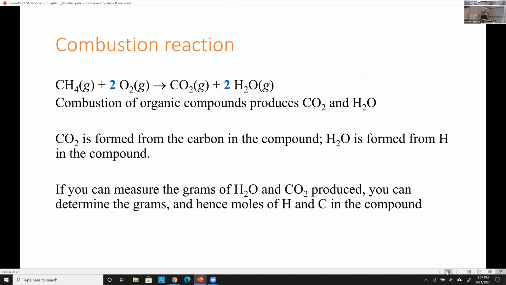Now, combustion. This is probably the type that's going to be on the exam, so it's important to pay attention. This is one of the last things we're going to do today.